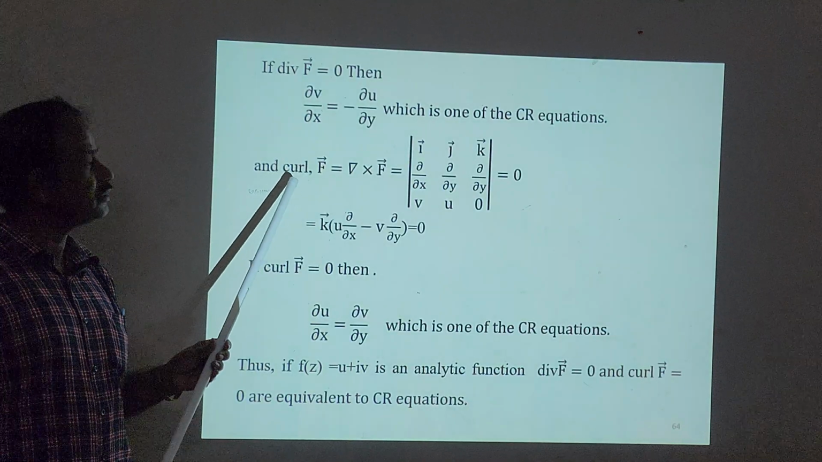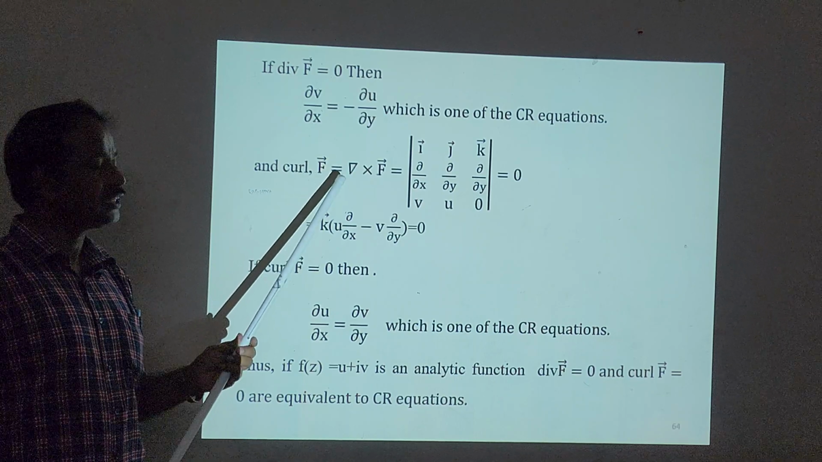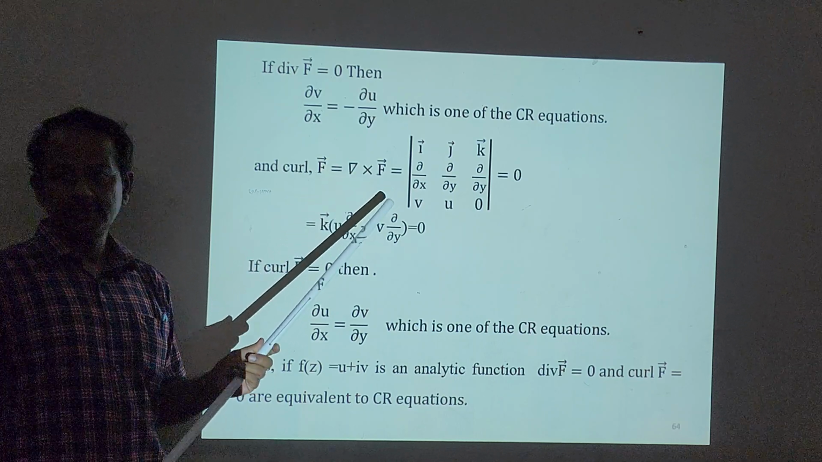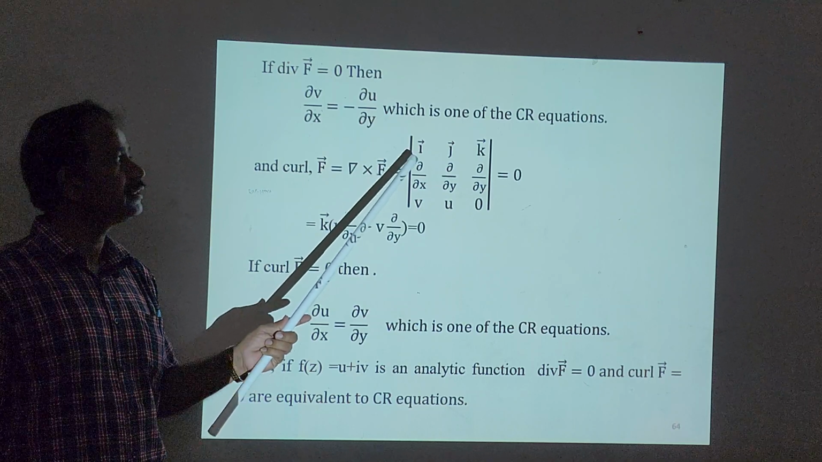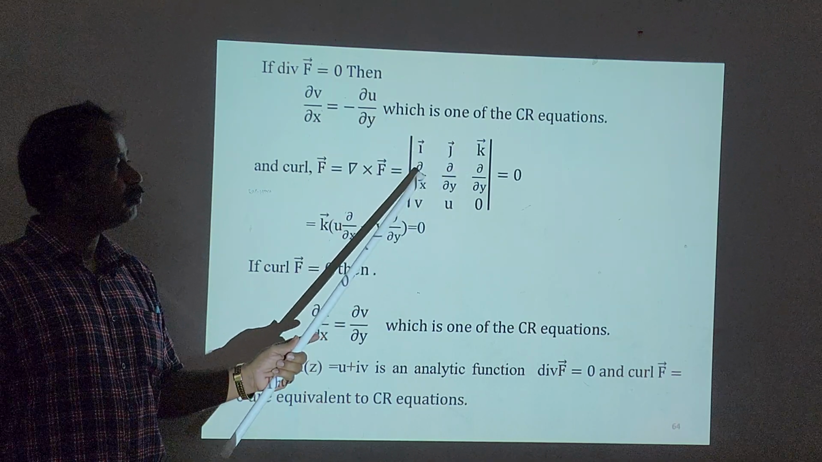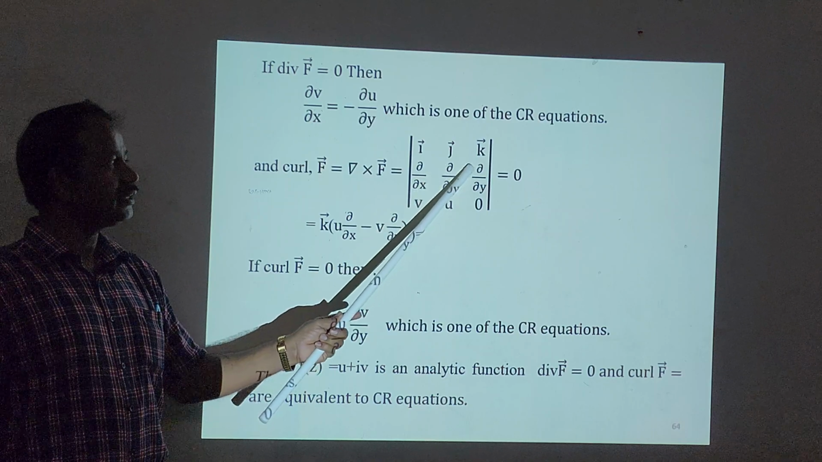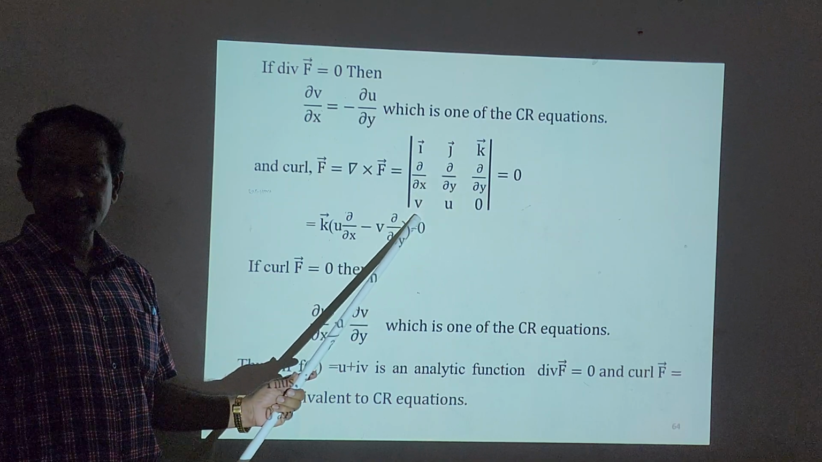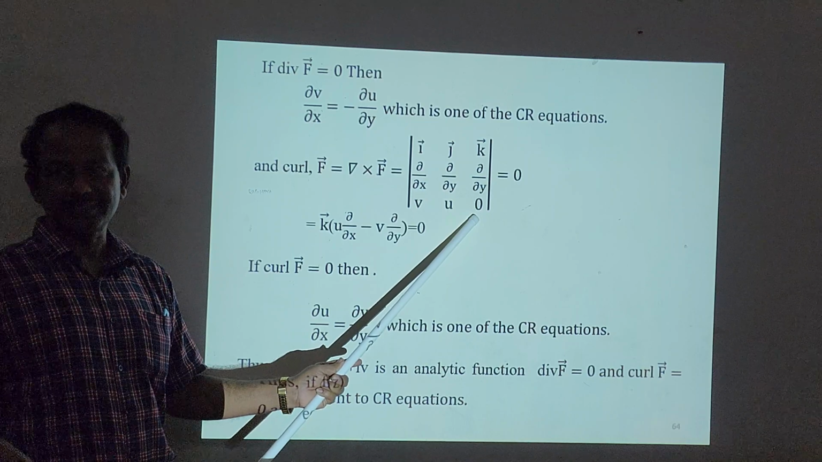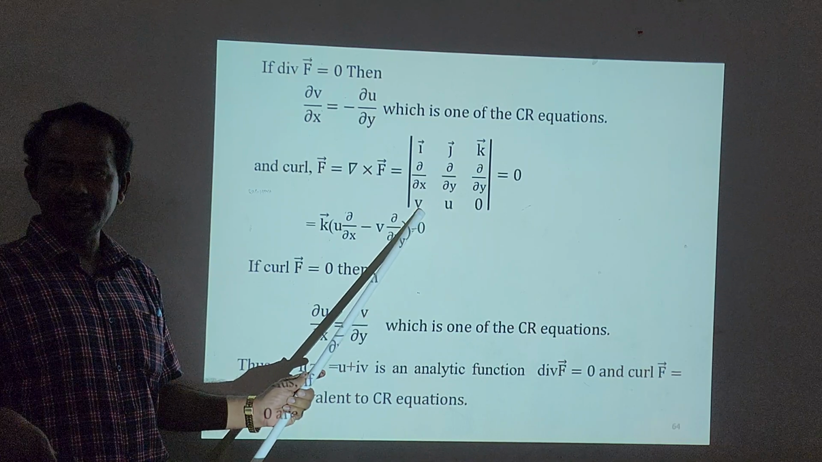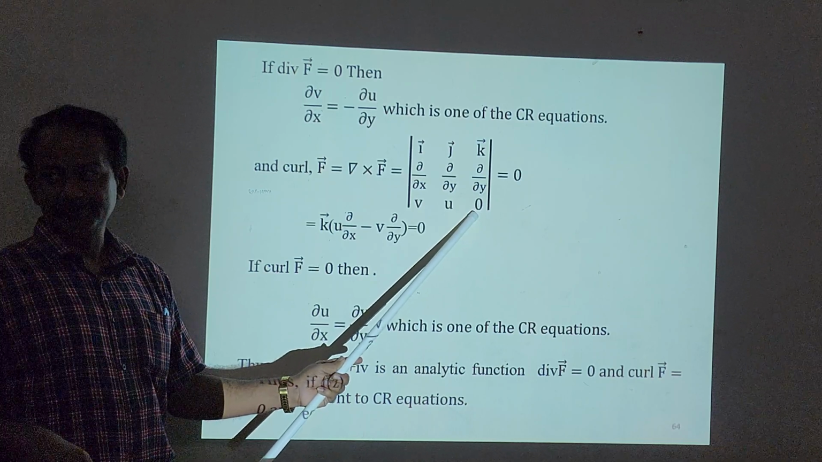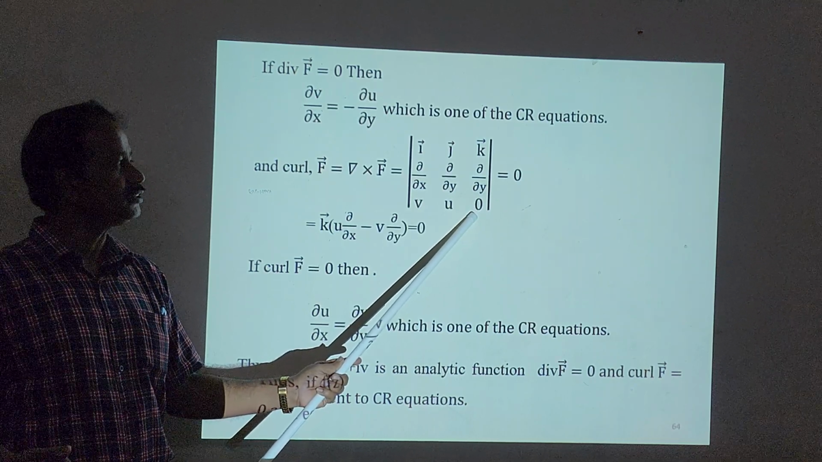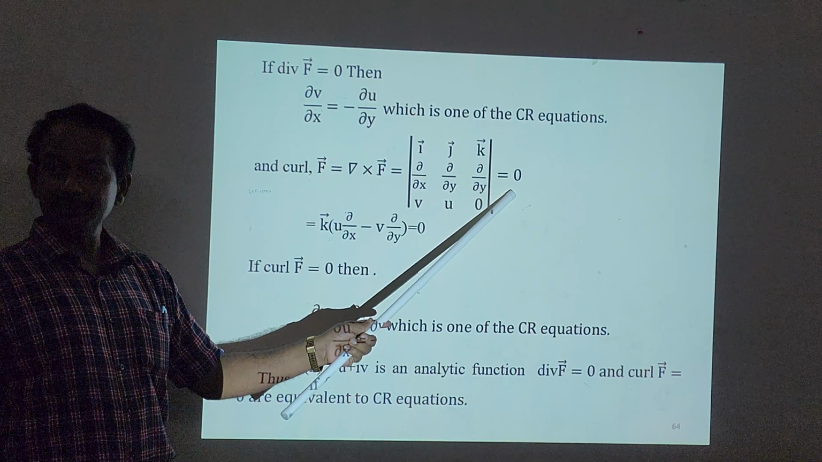Okay, so now we will go for the second one, curl f. Curl f stands for del cross f. The resultant will be a vector quantity. So you have i, j, k; partial d by dx, d by dy, d by dz; and v vector exists, u vector exists, whereas there is no k component. This is your vector vi plus uj, which is nothing but your f. So k equal to 0, and the condition is that it is equal to 0.